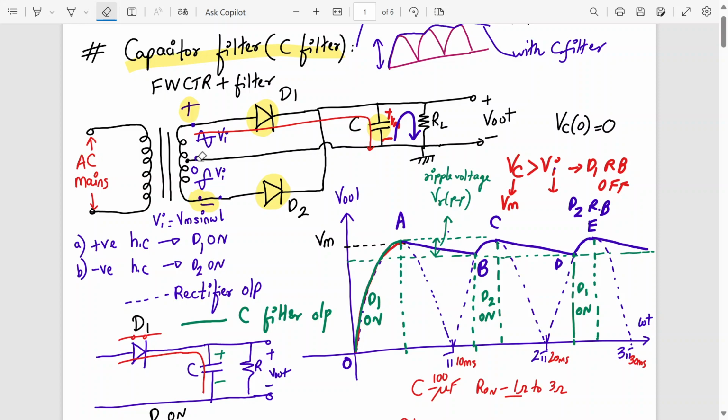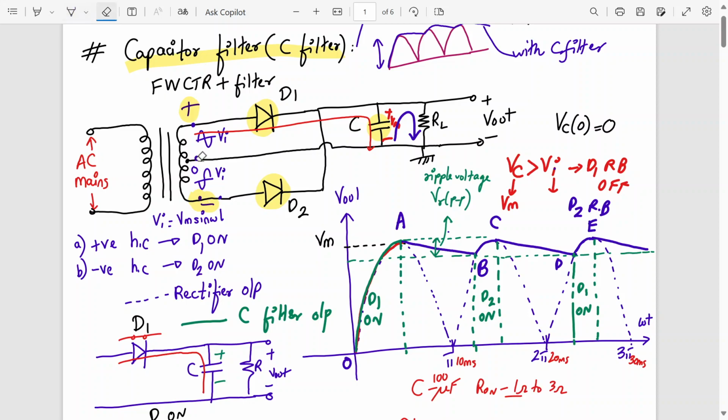Now the capacitor will store the charge till how much maximum? It will go from 0 and it will store till the maximum value of Vm. Okay, so it will store till the Vm value maximum. Now it has stored till Vm. Now after that what will happen? Now the input is falling down. Okay, the input reaches the peak value. Now it falls down. So now what will happen? Tell me.